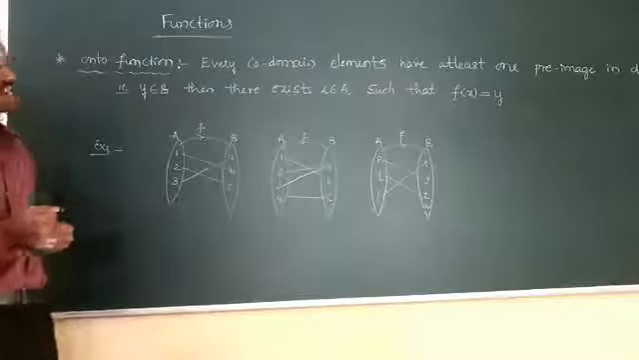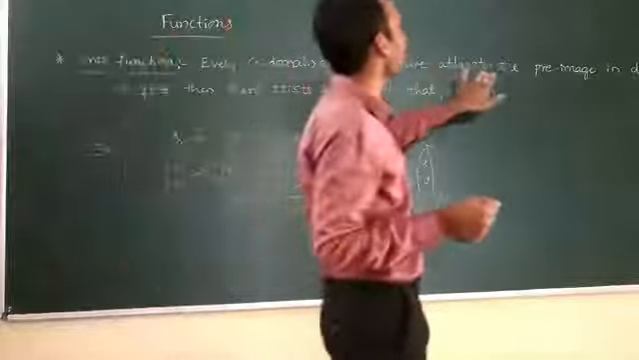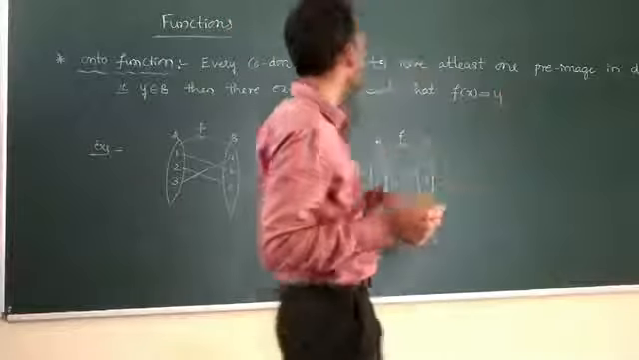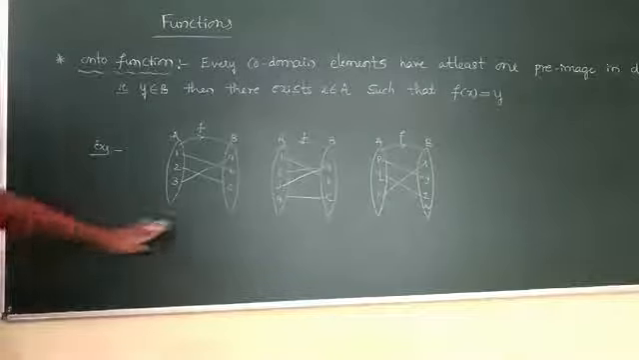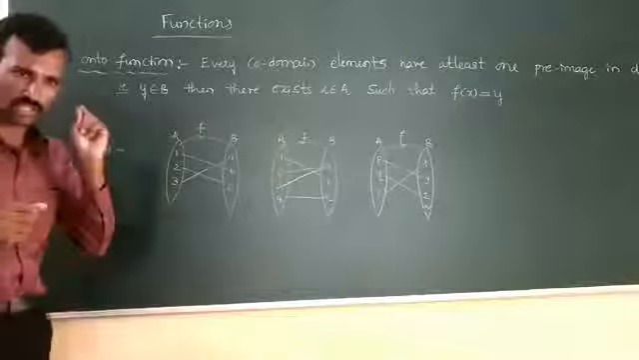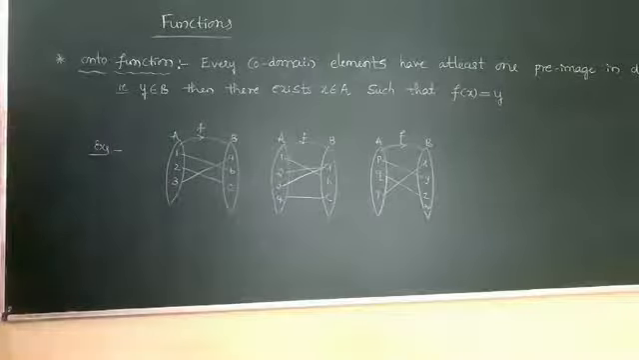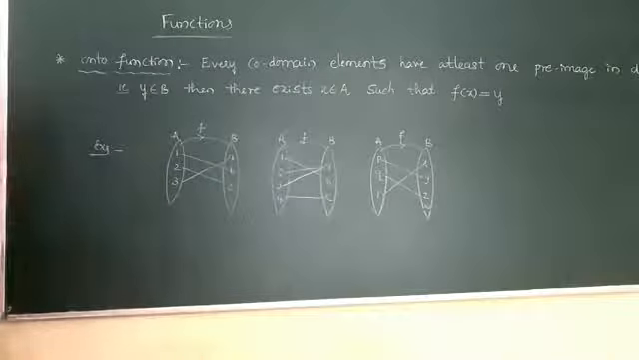Next type of function is the onto function. Every codomain element has at least one pre-image in the domain. That means the images coming from any codomain element must have at least one pre-image from the domain. At least one; more than one is also fine. If every codomain element has at least one pre-image from A, that type of function is called an onto function.